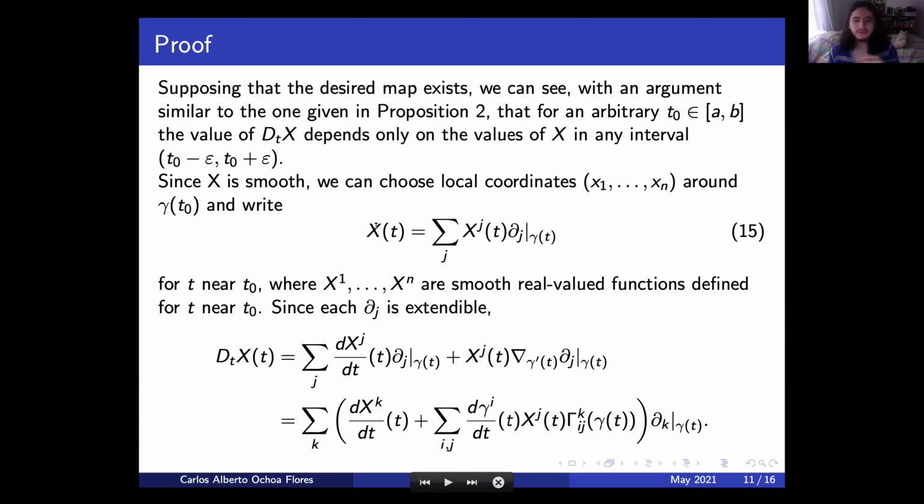Okay, now we can write the vector field along the curve like this in local coordinates, where these functions are smooth, and these are the vector fields induced by the local coordinates restricted to the curve. So they are obviously extendable since we are just restricting the coordinate vector fields to the curve. So that's it. That will be important eventually.